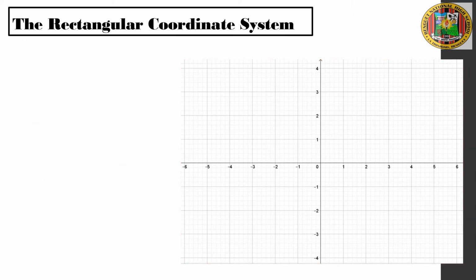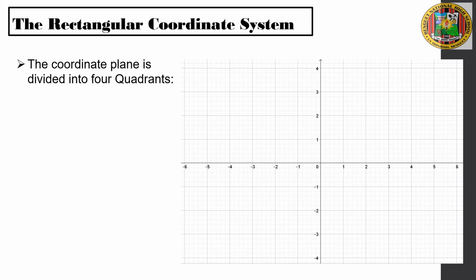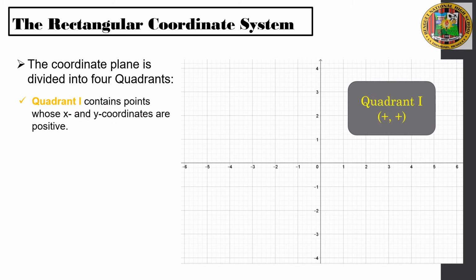The number lines, or the x and y axes, divide the coordinate plane into 4 quadrants. These quadrants can help us locate the points easier based on the signs of the x and y coordinates of the points. The first quadrant, quadrant 1, contains points whose abscissa and ordinate are both positive.